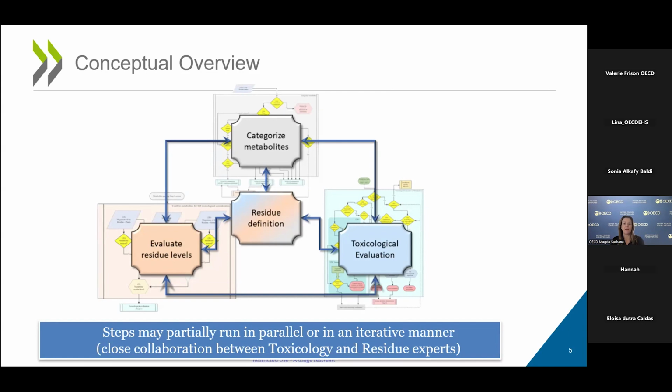In fact, these steps are interconnected, and in the flow moving from one step to another, we rarely go in one direction. So we need to establish, of course, the residues, categorize the metabolites, and then use all this information combined to derive the residue definition. For that, some workflows were built that you can see in the back. They're still draft. And it is important again to re-emphasize this interaction between toxicologists and residue experts.